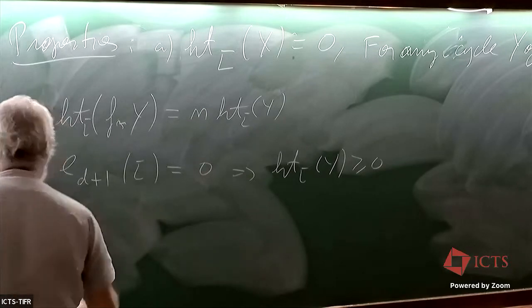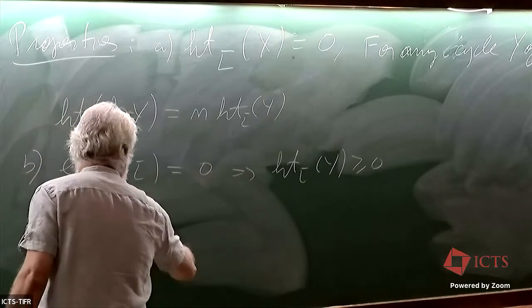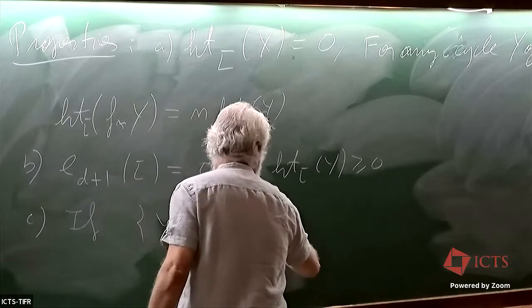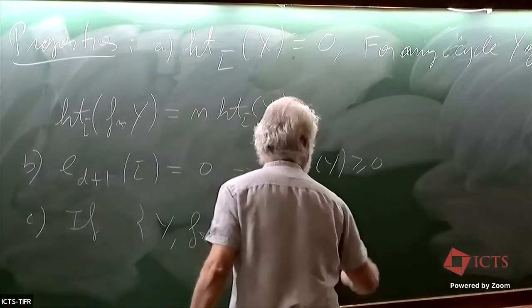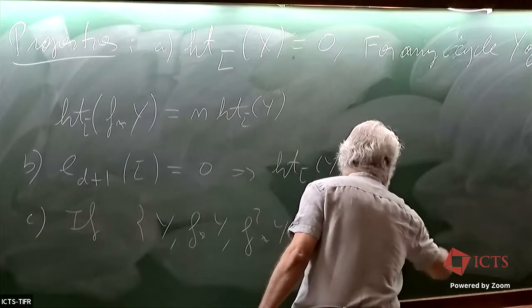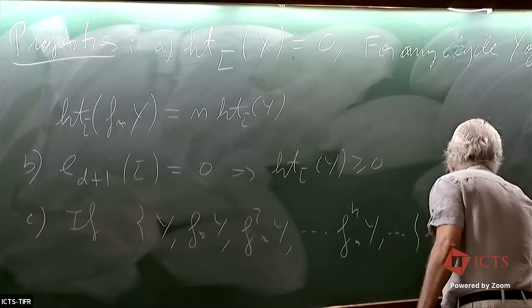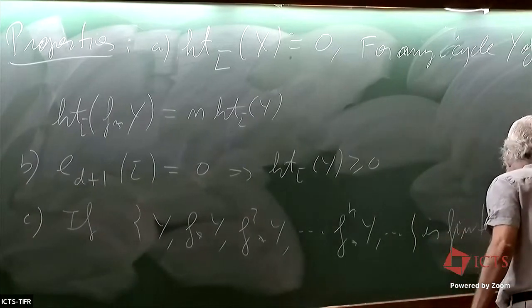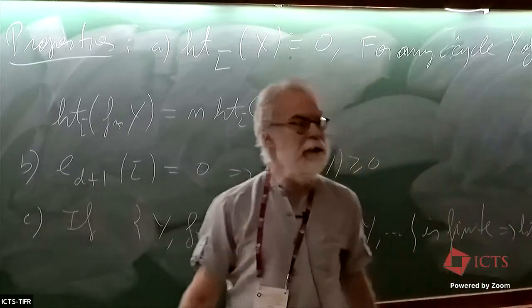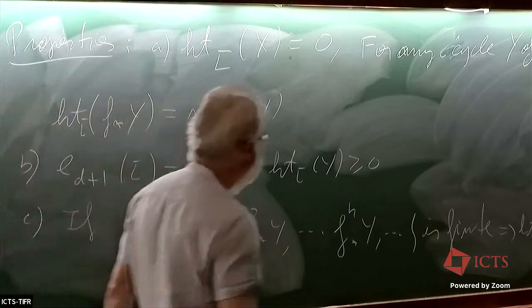Then the third part is that if the set Y, f star of Y, f square star of Y, and so on, f star k of Y, and so on, if this set is finite, then the height with respect to L bar of Y is equal to zero. So this is in some sense the analog of the fact that a root of unity has canonical height zero.